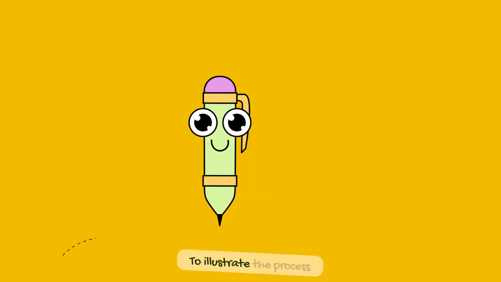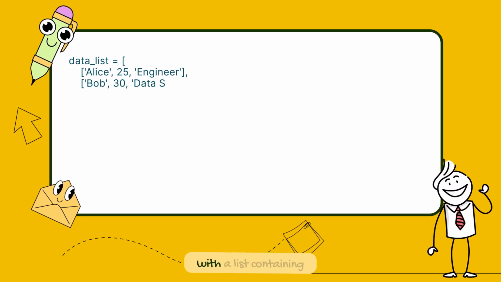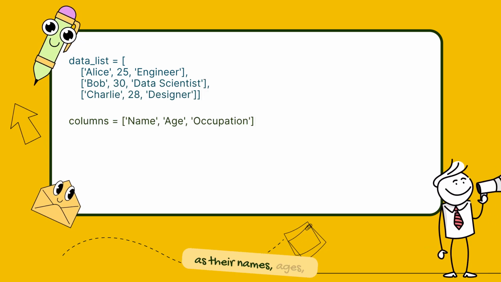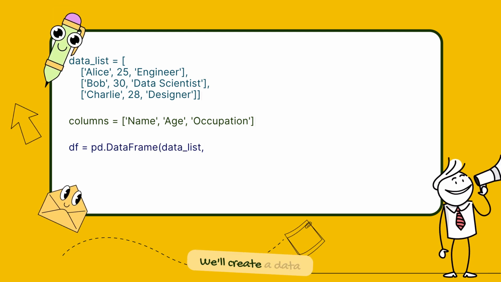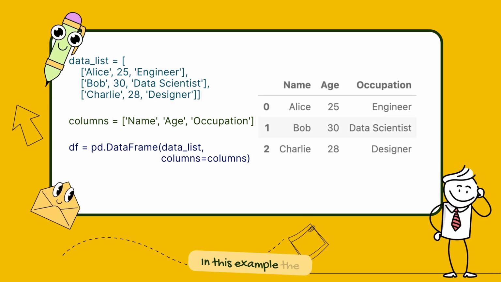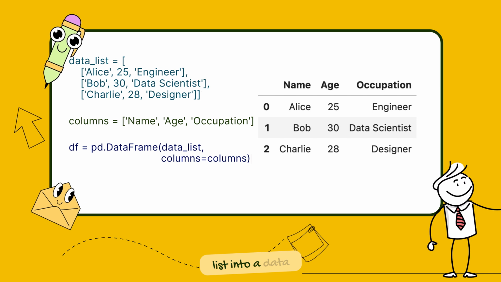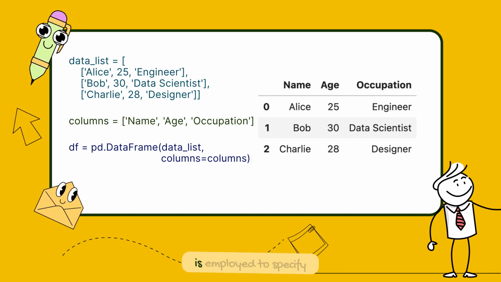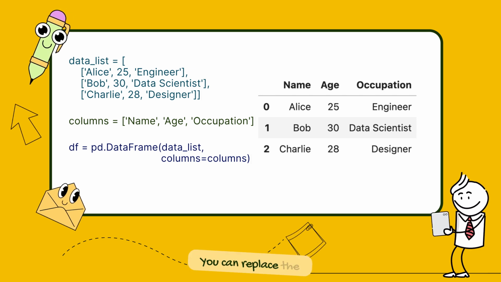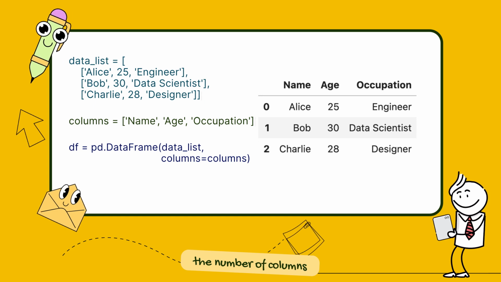To illustrate the process of creating a data frame from a list, let's consider an example with a list containing information about individuals, such as their names, ages, and occupations. We'll create a data frame using this data. In this example, the pd.DataFrame constructor is used to convert the list into a data frame. The columns parameter is employed to specify the names of the columns in the data frame. You can replace the sample data with your own data set, adjusting the number of columns and rows based on your requirements.